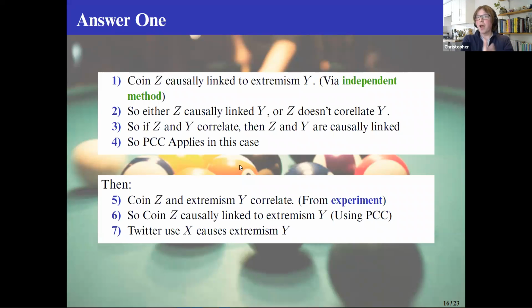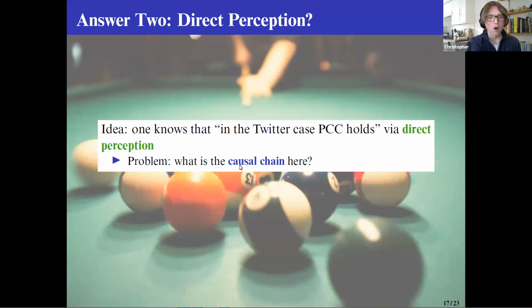So yes, this is a way in which one could come in a particular case to know that the principle of common cause is true for a case, but it's not one which is going to be helpful here, because it's one which, if it works, makes the whole Twitter experiment entirely redundant. Okay, so that's option 1. Here's a second option. Let's say in the Twitter case, the principle of the common cause is true, does hold for that case.